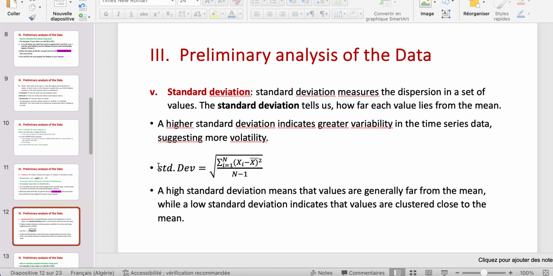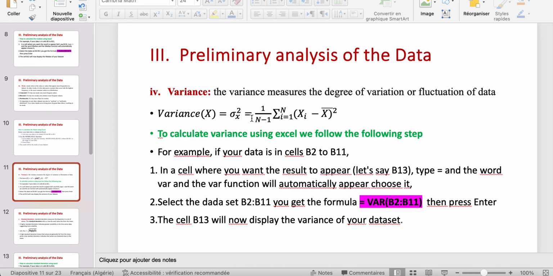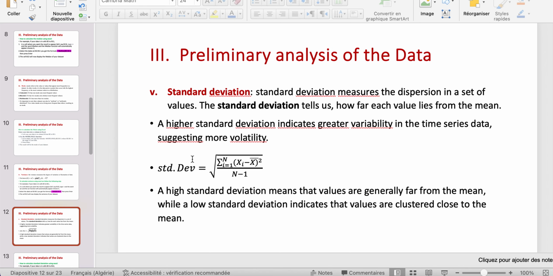Okay, so here is the formula, when you want to calculate standard deviation by hand. The standard deviation is the square root of the variance. If we go back to the variance, this is the formula of variance. So if we take the square root of this variance, we get directly our standard deviation.